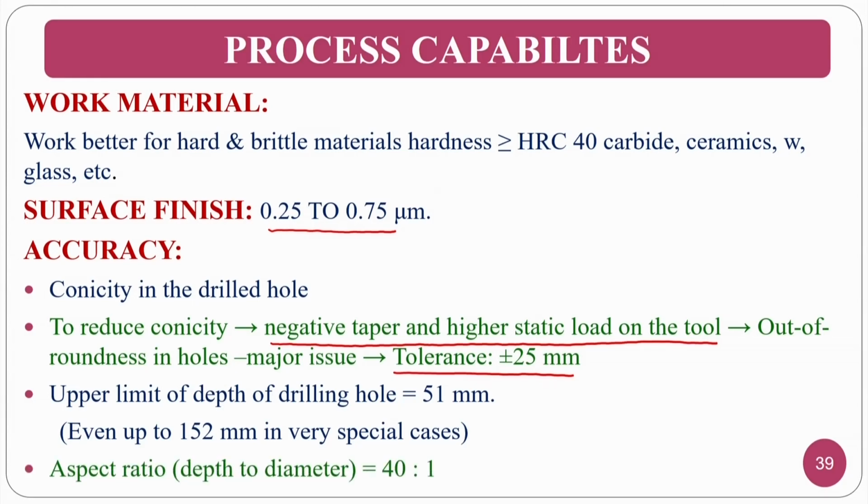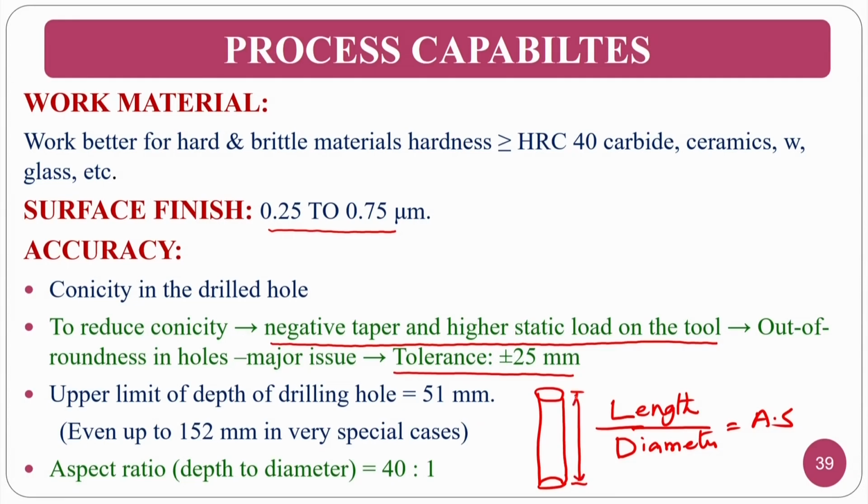So, the best thing that one can achieve using ultrasonic machining is an aspect ratio of 40:1. Aspect ratio means the L by D ratio. Assume that I want to make a hole. The length of the hole divided by the diameter of the hole is nothing but the aspect ratio. This is the length L and this is the diameter.